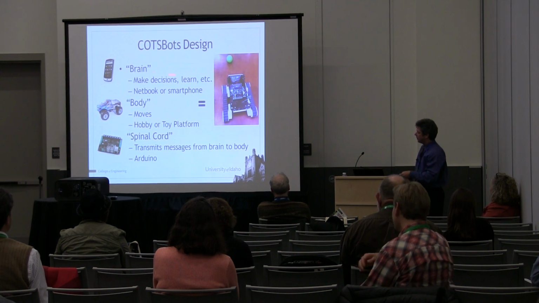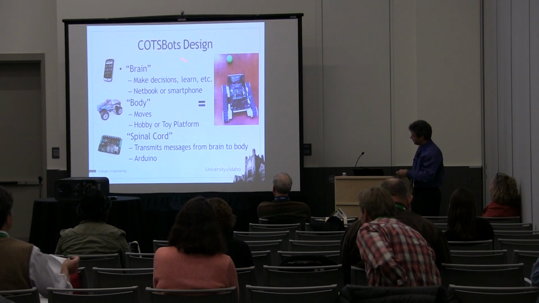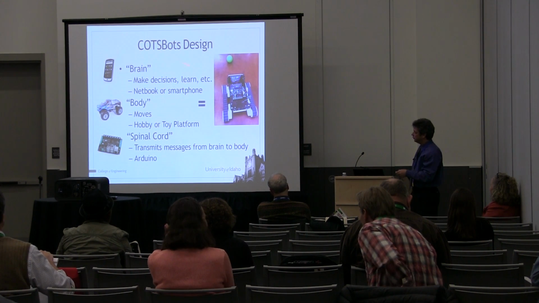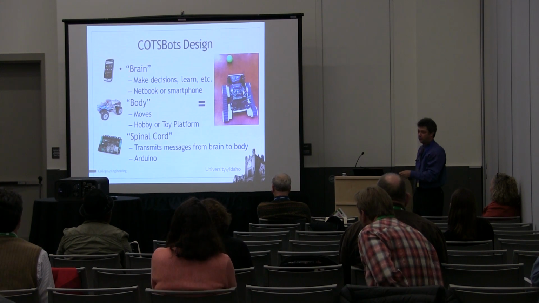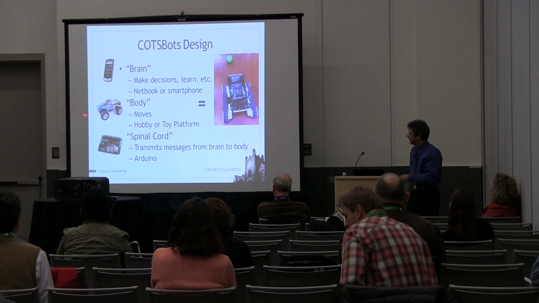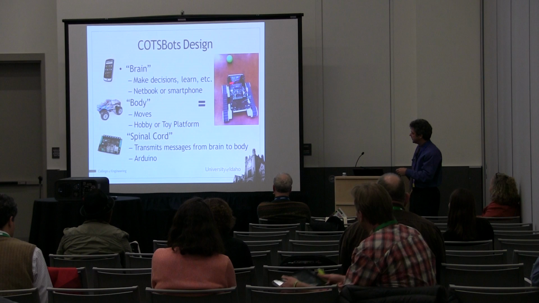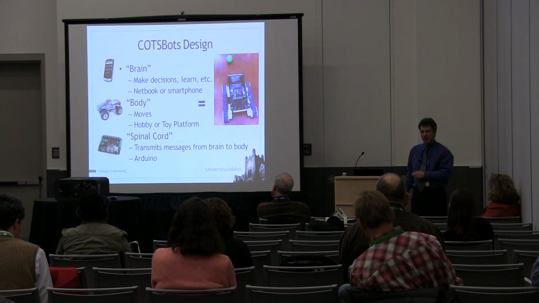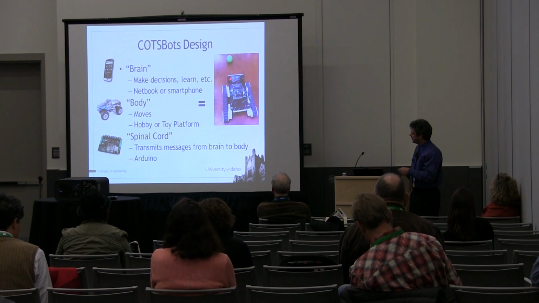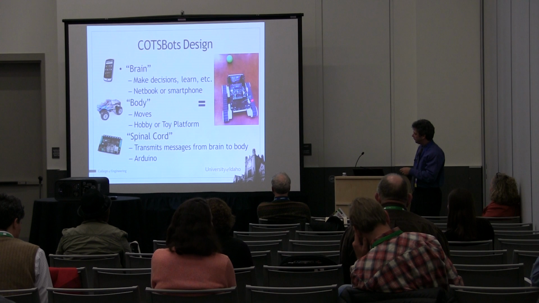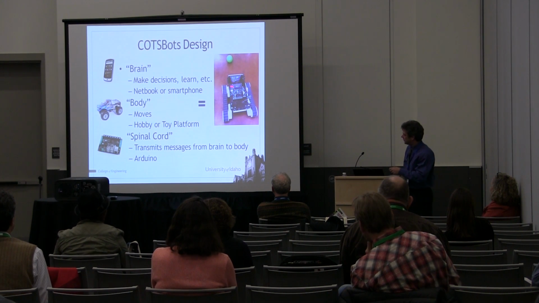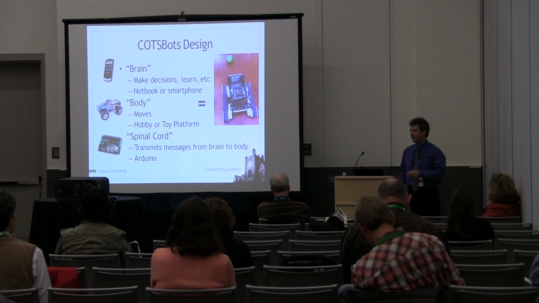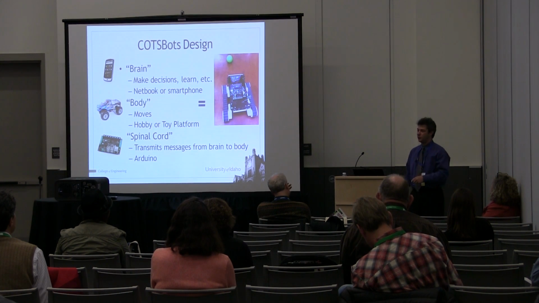So like I say, very roughly, we have a brain which does the evolution and makes the decisions, and that's using smartphones, a netbook or a tablet, and then there's a body that moves it around, and we're using a little hobby platform. And then to get messages back and forth, we have a little microcontroller, and it really doesn't, the microcontroller here looks fancy, but it actually does almost nothing. It gets messages from the phone, turns the motors on and off.